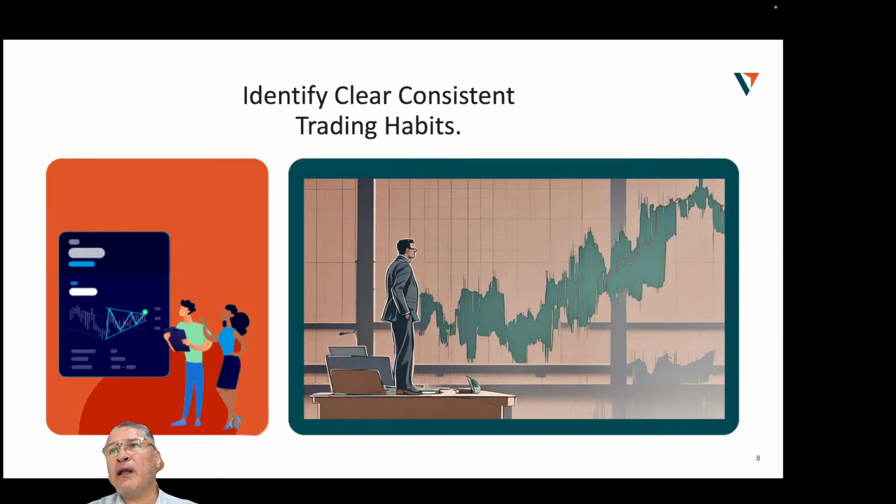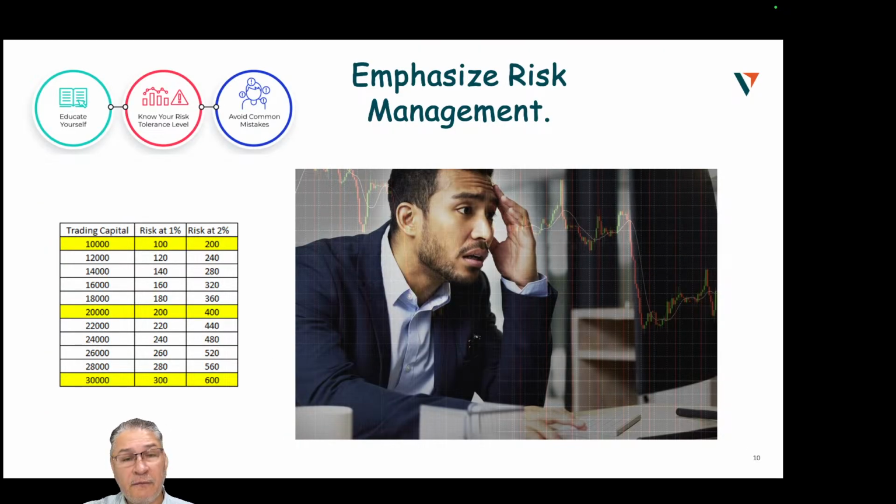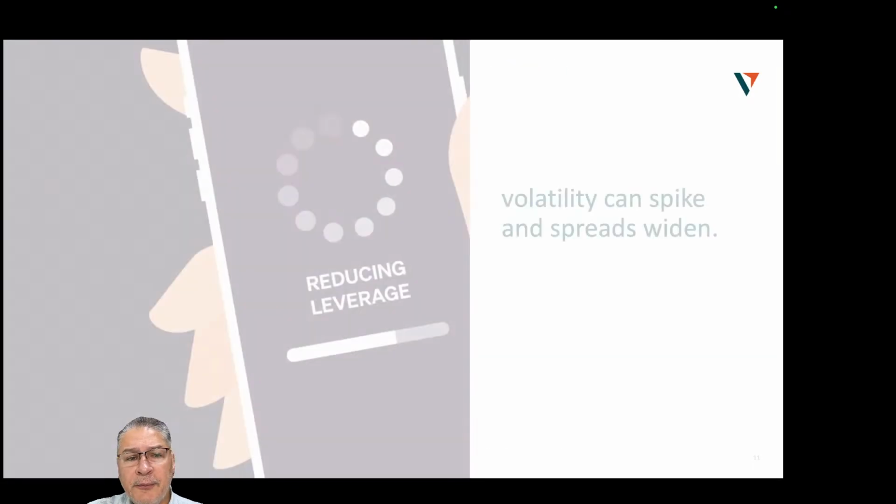All right, so let's get with it. I like to begin by identifying consistent, clear trading habits. Those may include being comfortable with the prospect of losing money if the market goes against you. Emphasize risk management, using percentage-wise between 1 and 2% of your invested capital, of your equity.